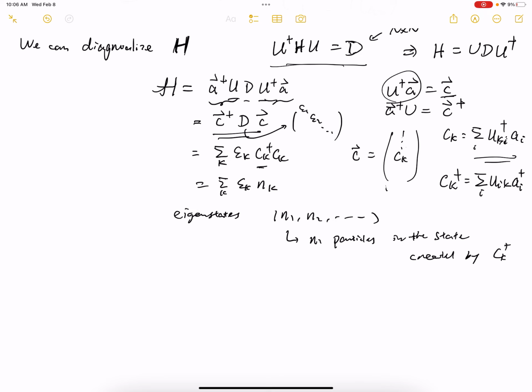And we're going to talk about what the K actually means later on. It turns out that the K in this case actually just means the lattice momentum. So it's related to momentum.